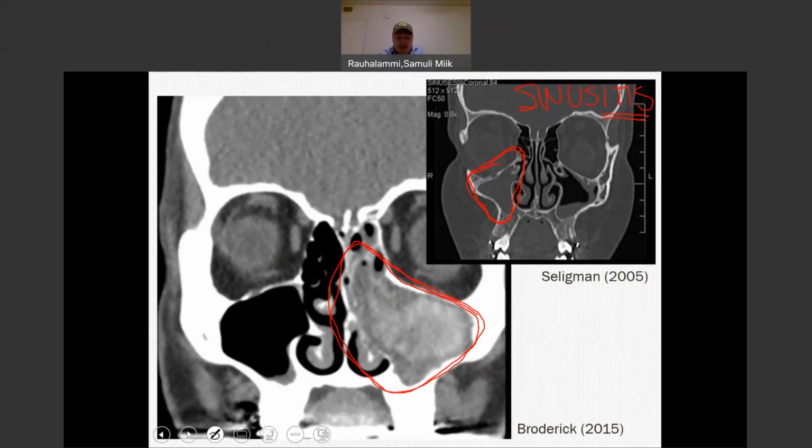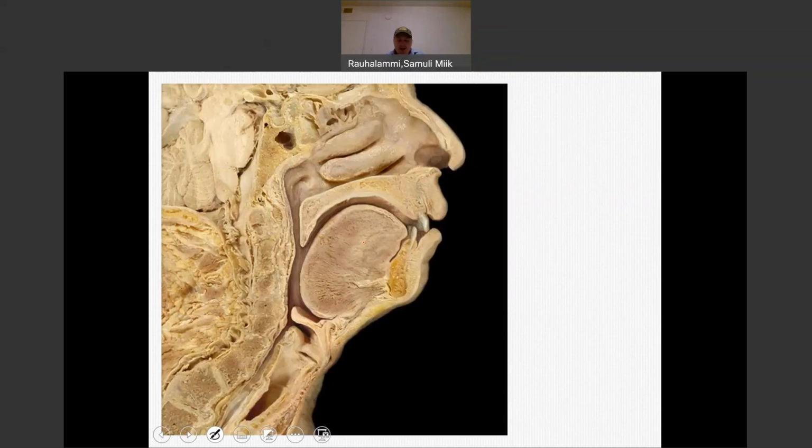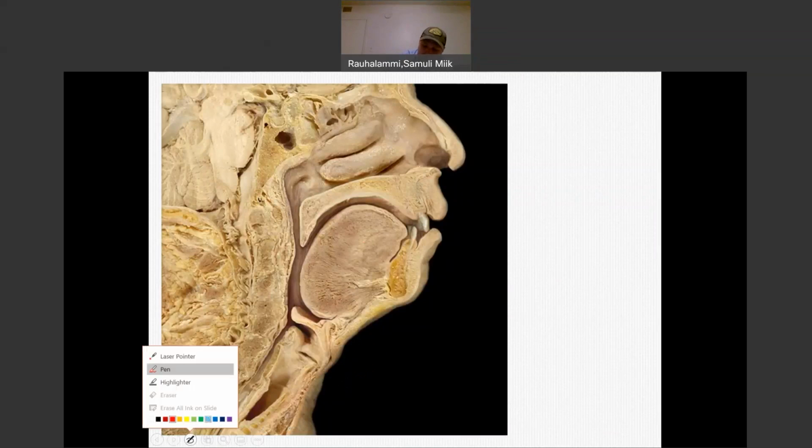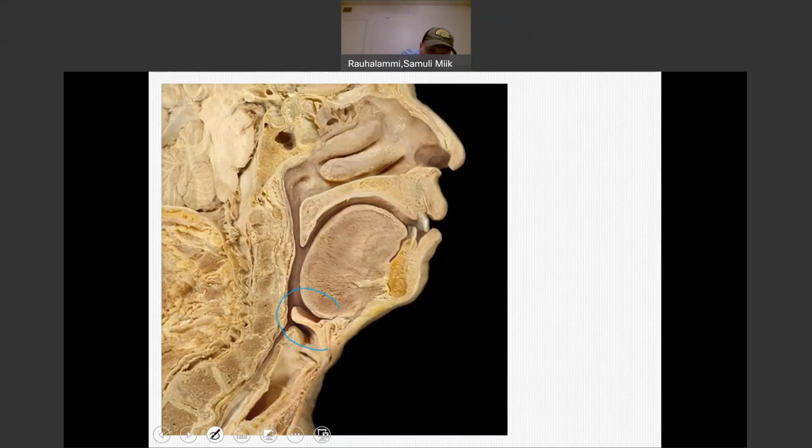But let's return back to this mid-sagittal cavitary dissection that we have seen. And we're going to continue our journey further down the respiratory tract. A couple of structures that I want to highlight here. First of all, we're seeing our epiglottis here, this flap-like structure.